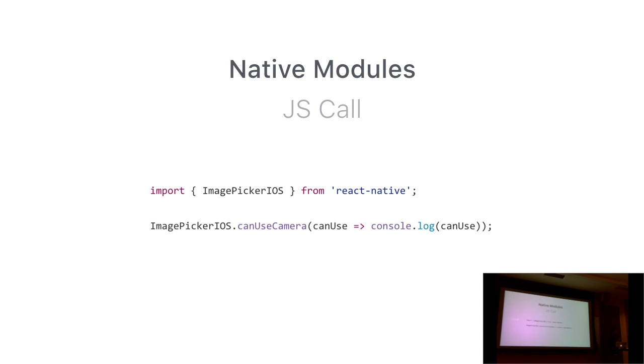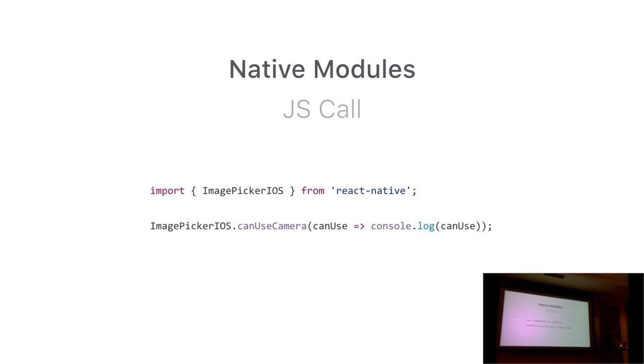I'm not going to be diving into the specifics of how native modules work in general, like the communication process between native and JS. If you are interested, we can talk about it later. Anyway, on a higher level, if it's one of your first times with React Native, you import a JS module from React Native. In this case, we are importing image picker iOS just to demonstrate a simple API, and it has a method, can use camera, that returns a boolean. As you can see, it's an async callback that tells us whether the camera can be used or not.